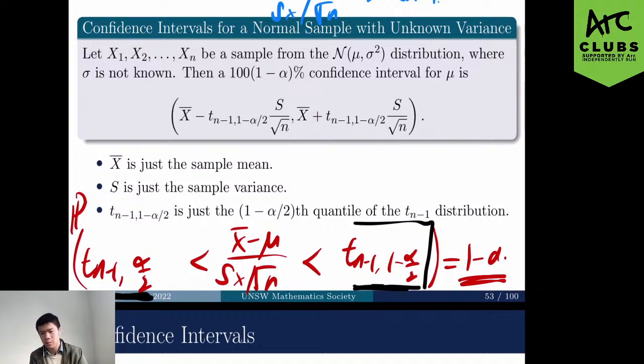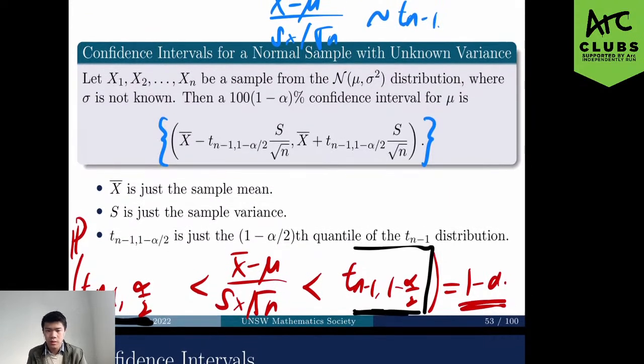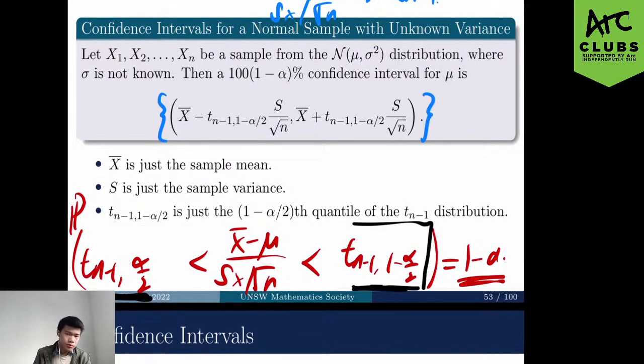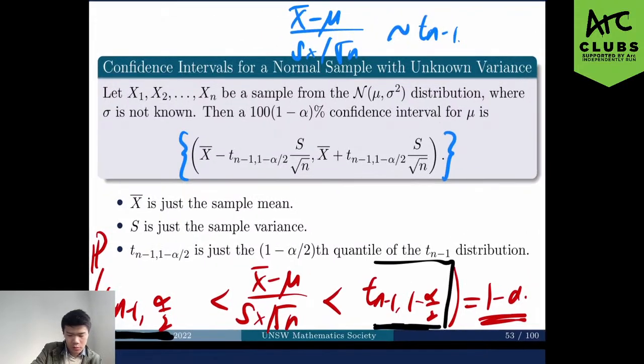And you can probably sense that what we did from there was we made mu the subject, and we ended up with this. That's a really, really quick proof, so don't worry too much if you didn't follow it. But basically we use the same method, right, to form the confidence interval. Except now, we can't use normal because we're using the unknown variance. Instead, we have this confidence interval.